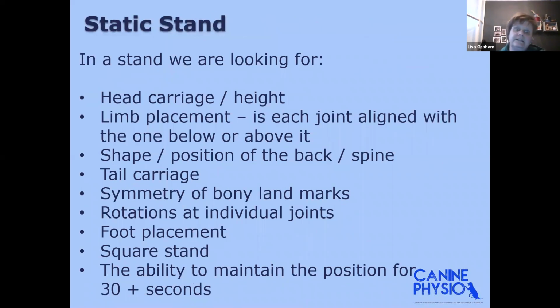This list is not exhaustive by any means, but in a stand, I want to look at head carriage, head height. Can the dog hold his head up higher, or is he sitting with it quite low around shoulder height? Where are his feet? Can he stand square? When he is standing, are the joints aligned with one another, or do they stick out or rotate out from different areas, particularly elbows and knees? I want to look at the shape of the dog, the position of the back and spine.